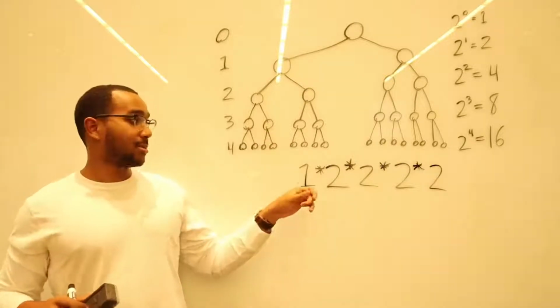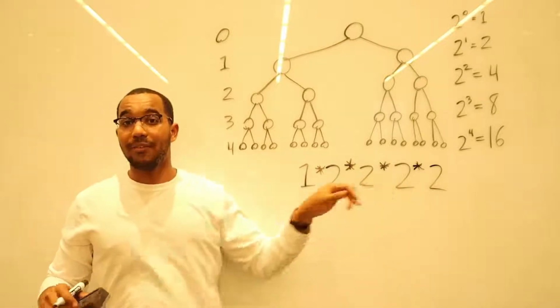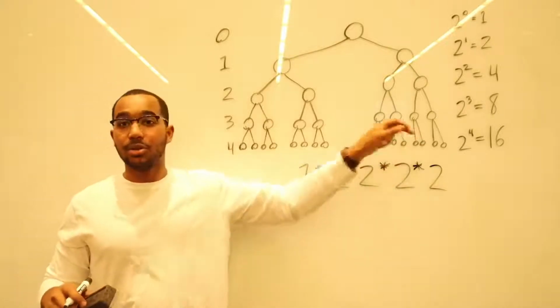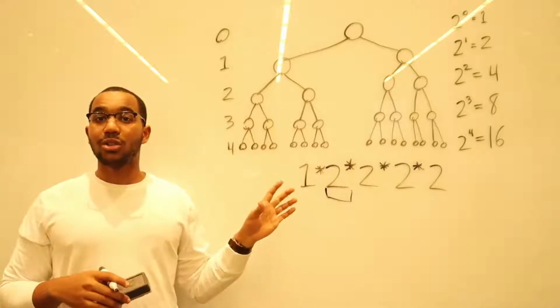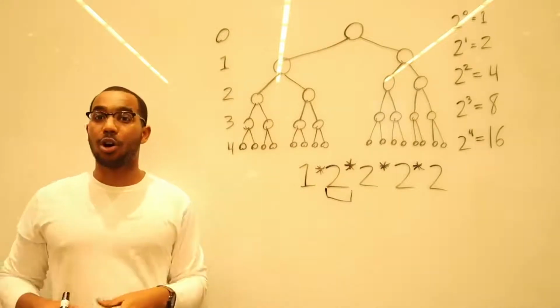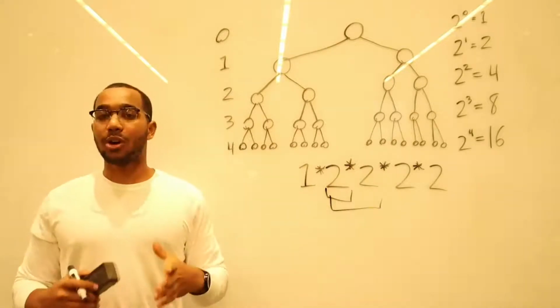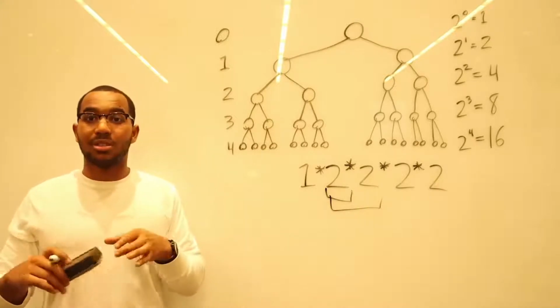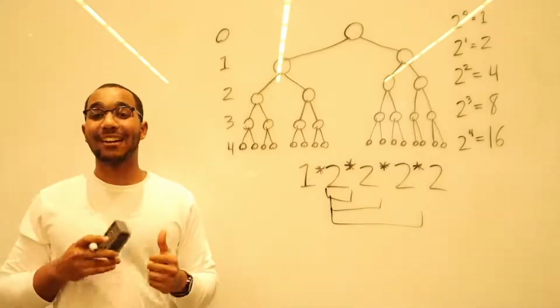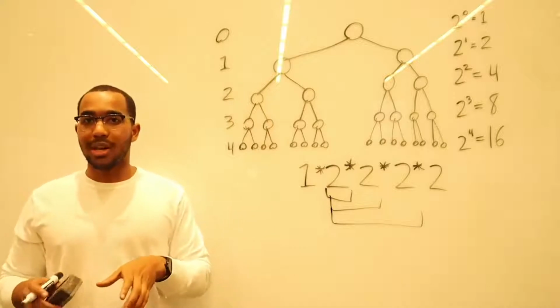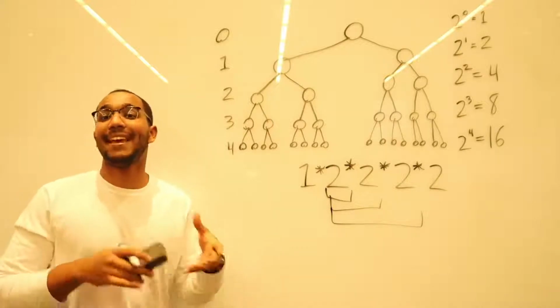And notice, how many times are we multiplying 2? We're multiplying it 4 times. And that's how many nodes are in the last level. We had 2 calls, each creating 2 more calls. We have 4 calls, each generating 2 calls. That's 8 total. And then we have 8 calls, each generating 2 calls. That's 16 total in the next level.